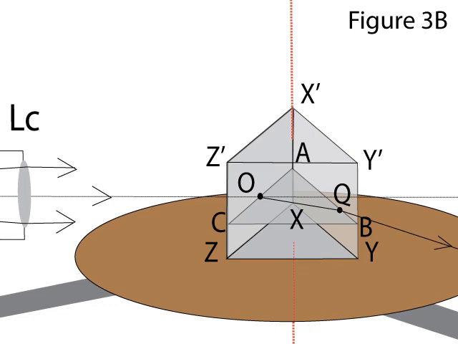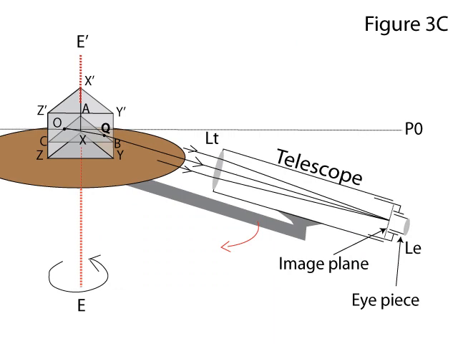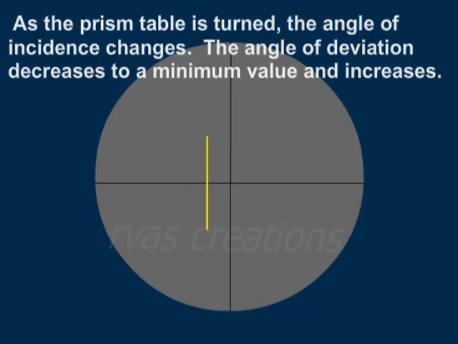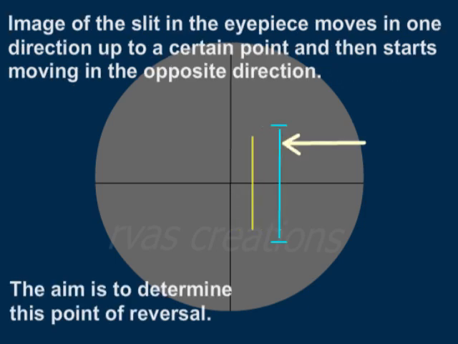We have shown here only the axial ray. It is then brought into focus on the image plane of the telescope by the telescope lens. We can change the angle of incidence by rotating the prism while keeping the collimator and source assembly fixed. As the prism table is turned, the angle of incidence changes, and the image of the slit in the eyepiece moves in one direction up to a certain point and then in the opposite direction. The aim is to determine the point of reversal, which is the point of minimum deviation.